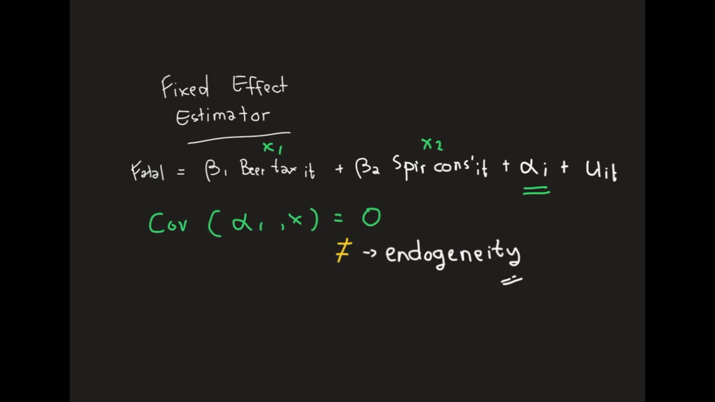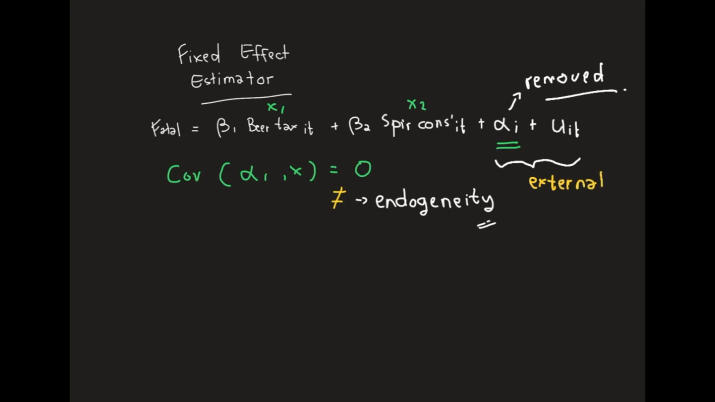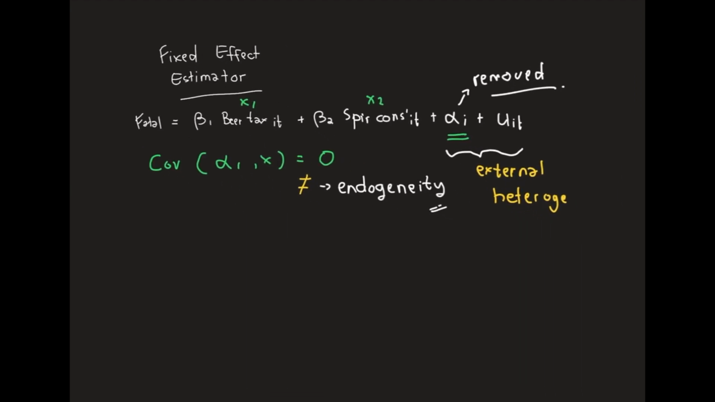And the issue here with the fixed effect that we want to solve is, if there is a correlation that is not 0, we want to remove this. So we want this to be removed. But then how do we do that? Let's say we want to remove this, and this is something that we called before the external heterogeneity, or something that we haven't discovered.